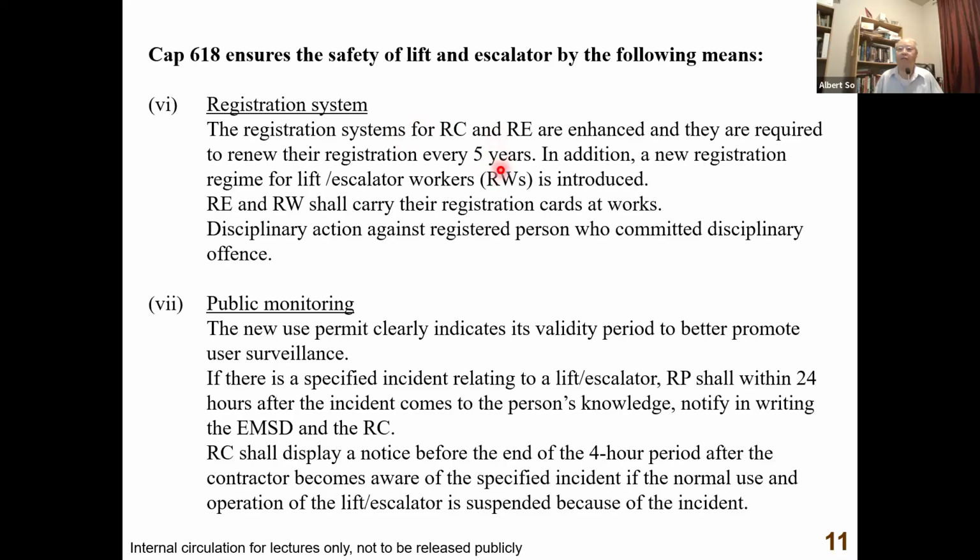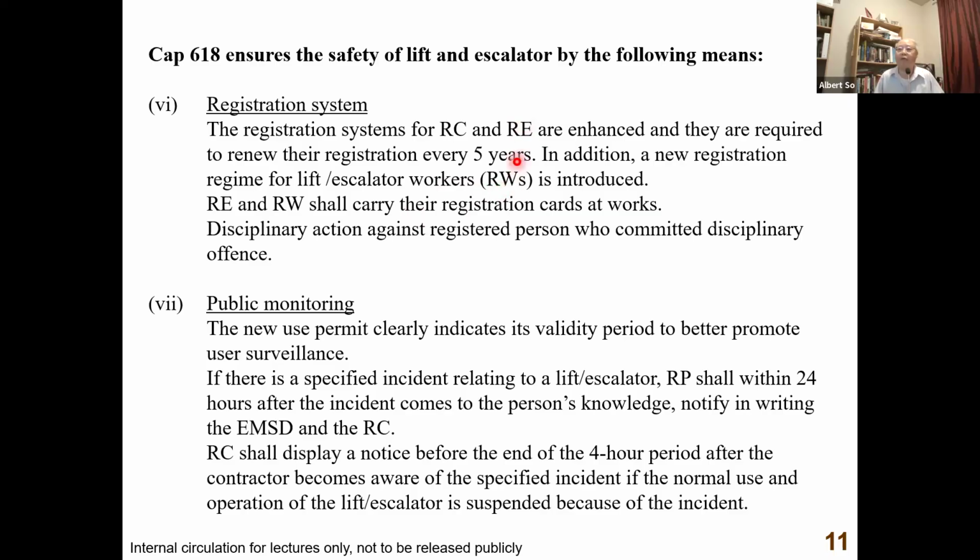So these are three types of what we call qualified persons. Registered contractor is the guy who is controlling the business, the company that does maintenance. I think in Hong Kong now we have about 40 plus registered contractors, and then we have a few hundred registered engineers. We have registered lift engineers and registered escalator engineers, and then we have thousands of registered workers.